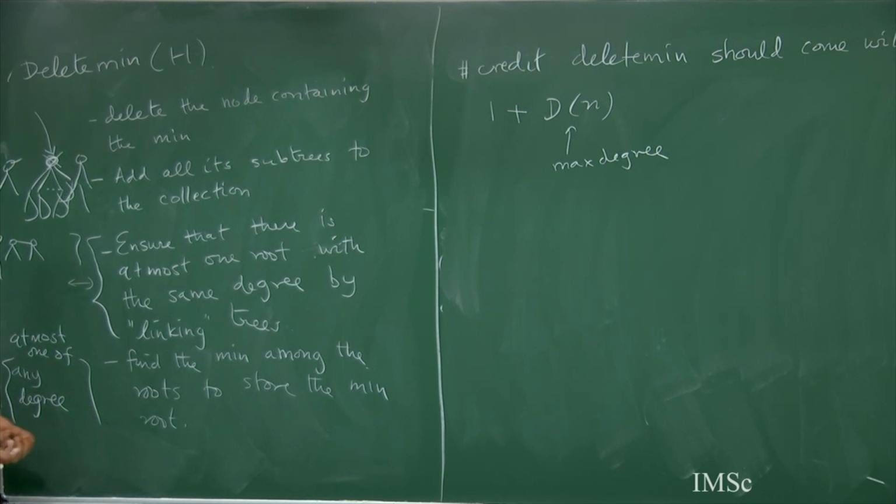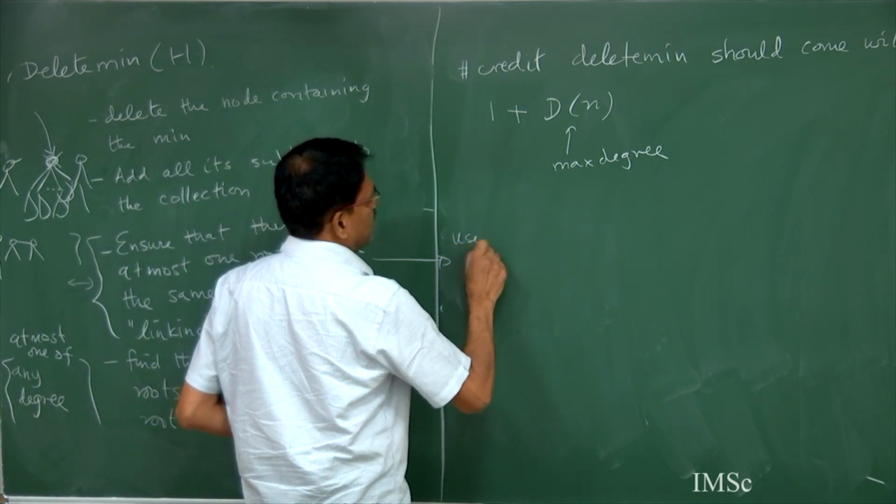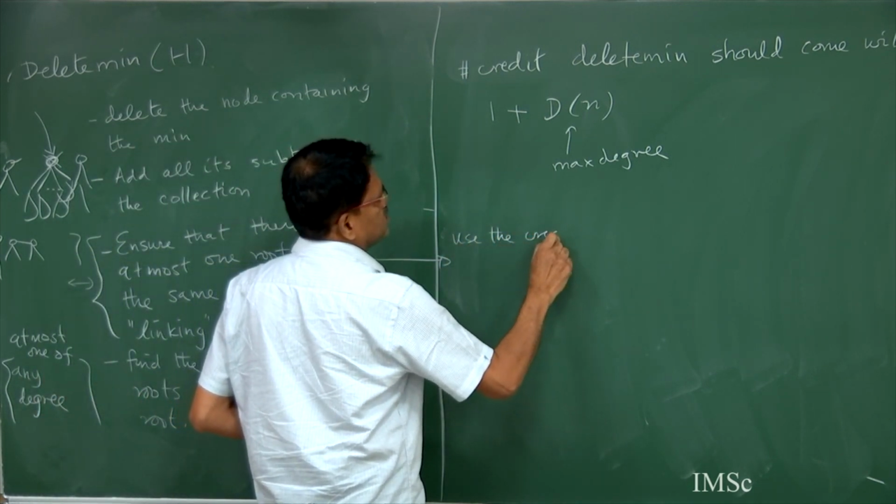But how many trees will there be at the end? So how many trees? d of n, right? At most one for any degree. If the max degree is d of n, then after this, use the credit on the trees to pay for this.